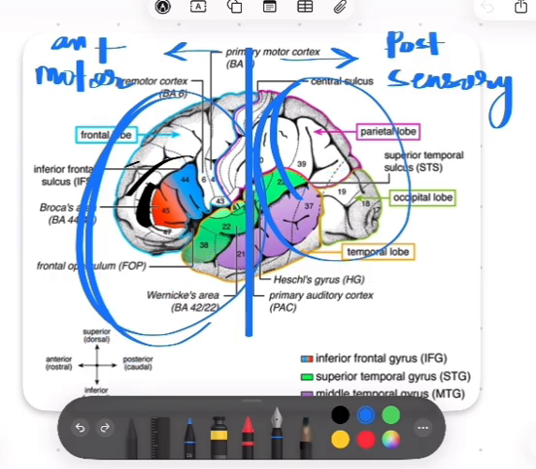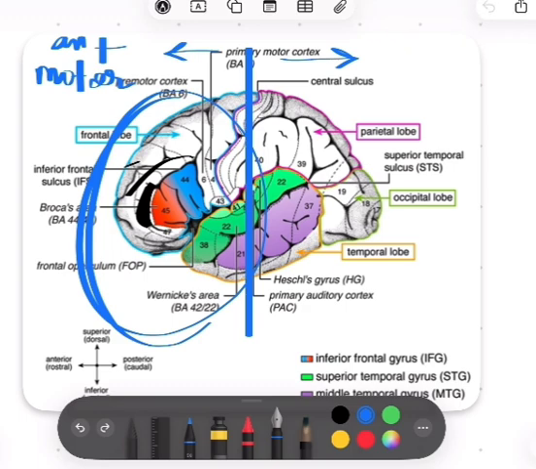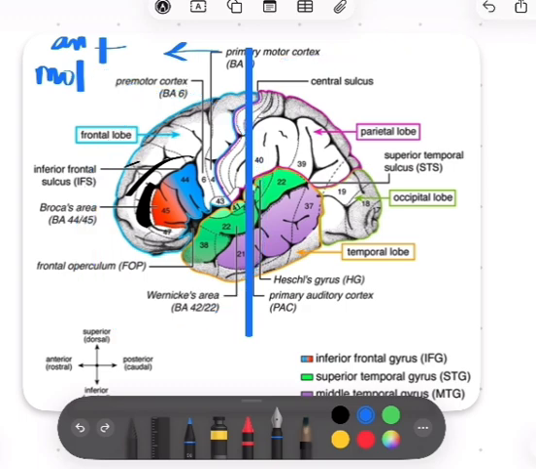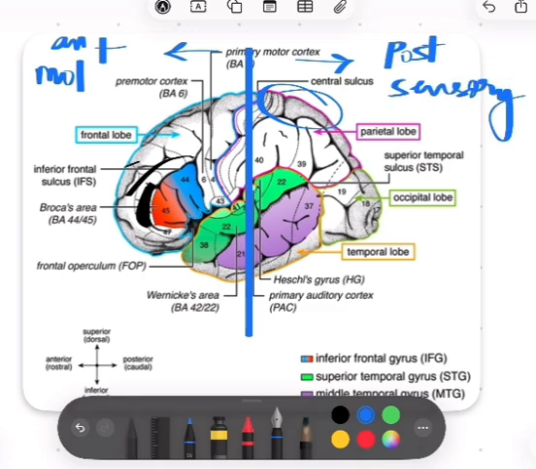Okay. Now we start with area 1, 2, 3, which is primary somatosensory cortex, which is present in the postcentral gyrus. Remember, posterior to the central sulcus, sensory. So area 3 to 1, primary somatosensory cortex, postcentral gyrus. Area 4 is anterior to the central sulcus, so primary motor cortex, precentral gyrus. It controls the contralateral voluntary movement of the body.